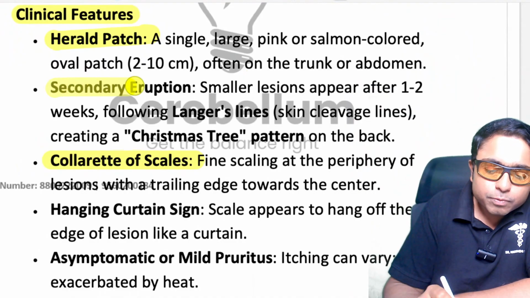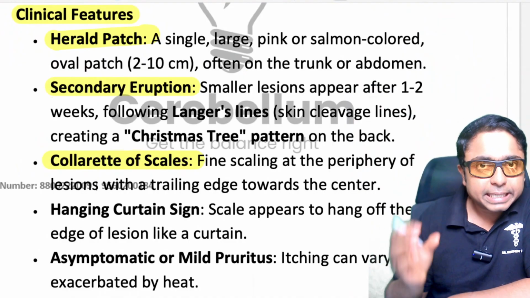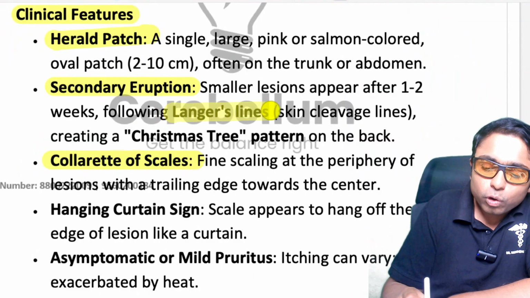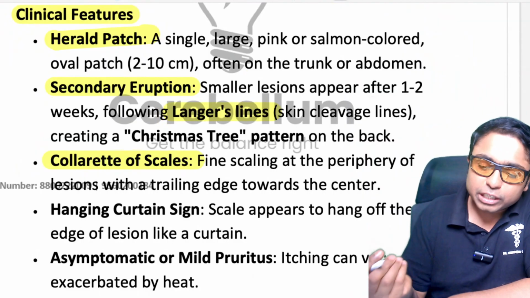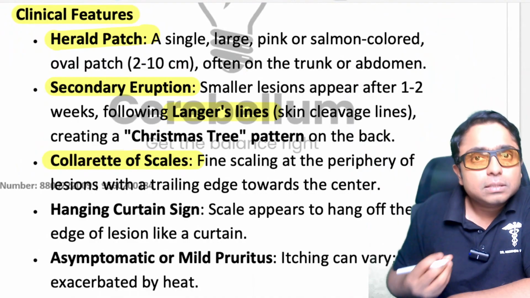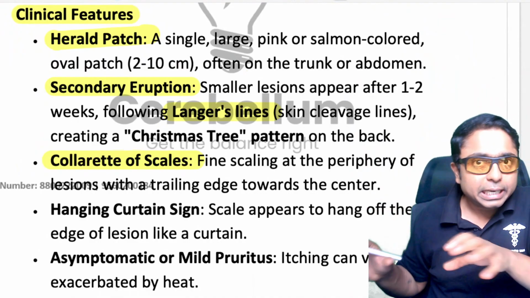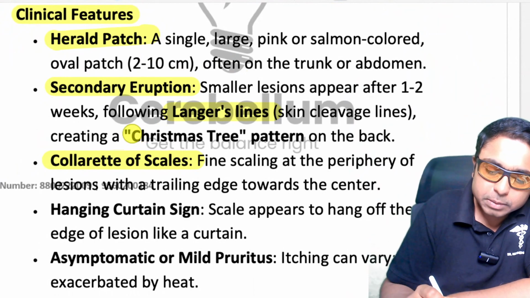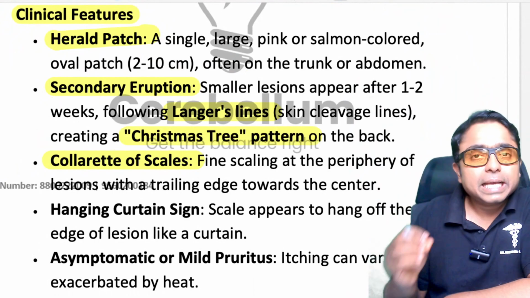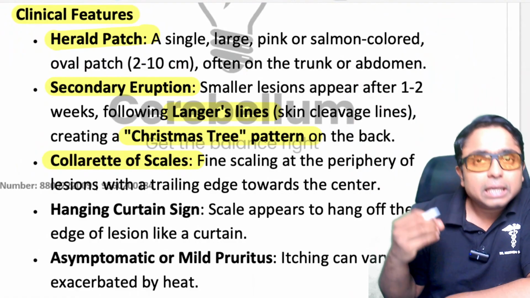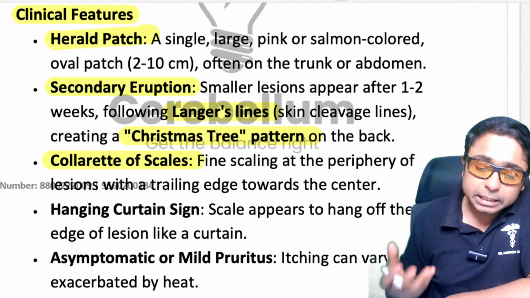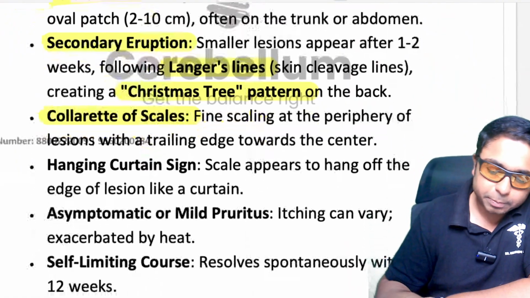Later there will be very small secondary eruptions seen over the body, which are going to follow Langer's lines, which are the cleavage lines, also called relaxed skin tension lines, which basically follow the orientation of the collagen fibers in the dermis. So this second eruption is going to appear like a Christmas tree. So we are going to describe the pattern as Christmas tree pattern.